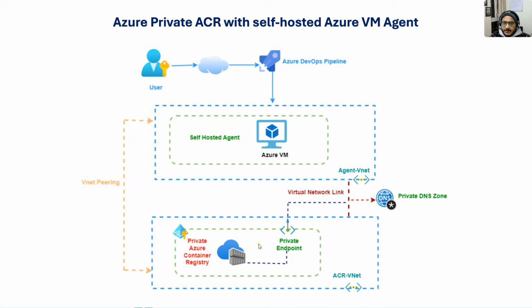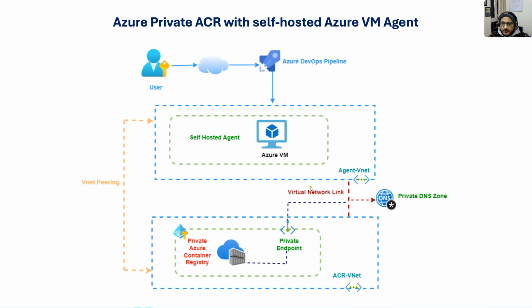But this virtual machine which we are going to use as a build agent cannot communicate with this particular virtual network, even though we have established the peering. Because when we use the build agent to push our Docker image, it should have access to this private endpoint. It should resolve this private endpoint name, and only then can it push our image to this private ACR.